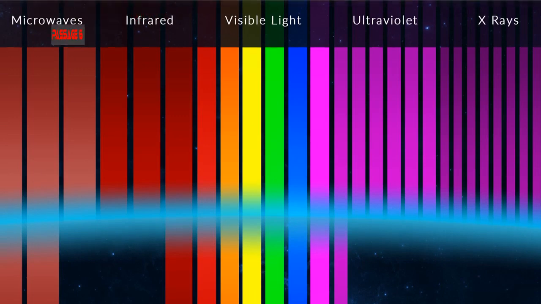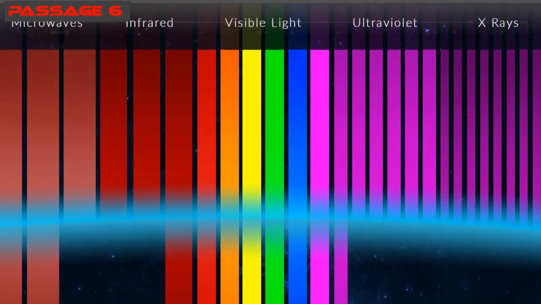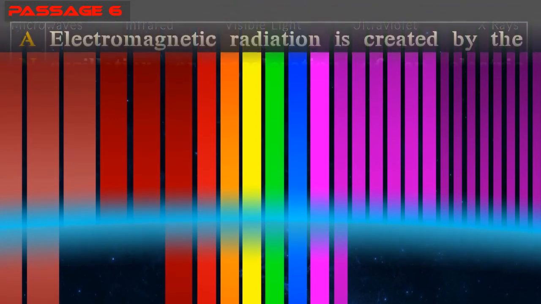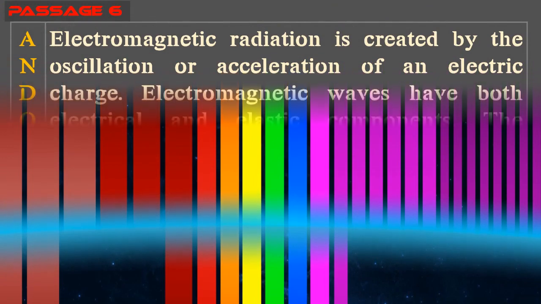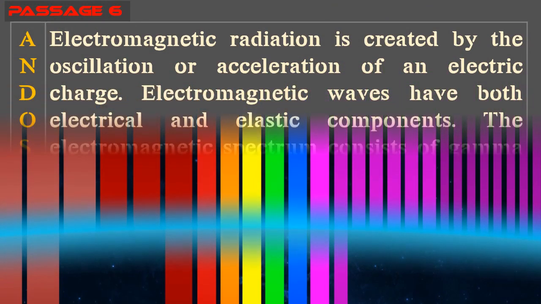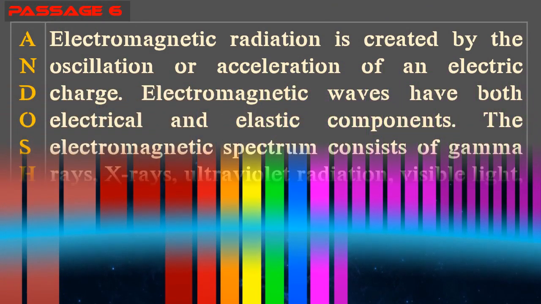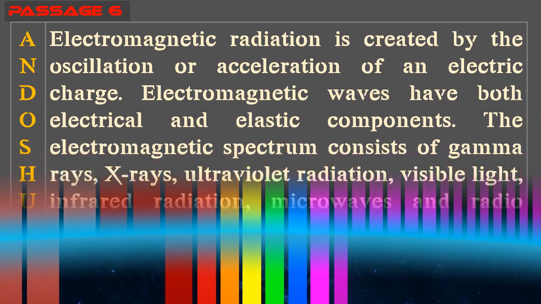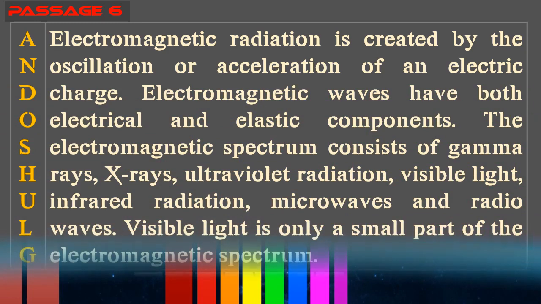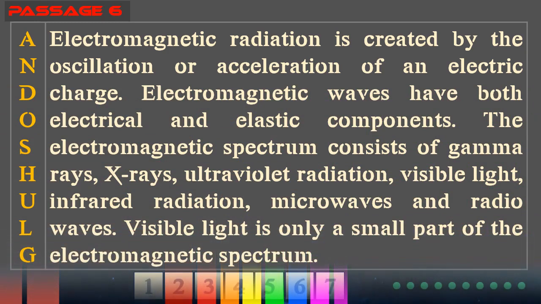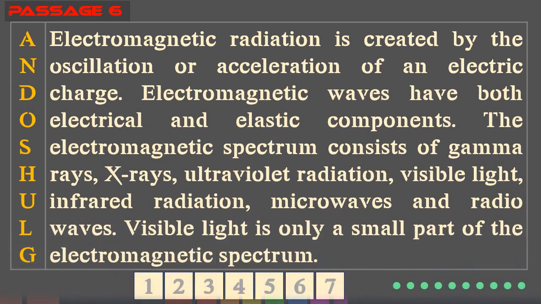Passage 6. Electromagnetic radiation is created by the oscillation or acceleration of an electric charge. Electromagnetic waves have both electrical and elastic components. The electromagnetic spectrum consists of gamma rays, X-rays, ultraviolet radiation, visible light, infrared radiation, microwaves and radio waves. Visible light is only a small part of the electromagnetic spectrum.